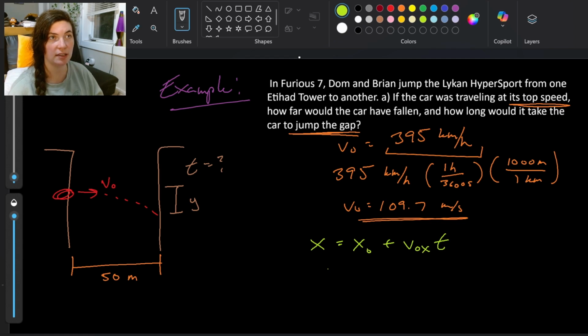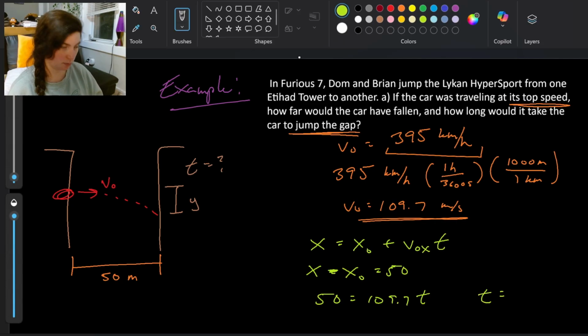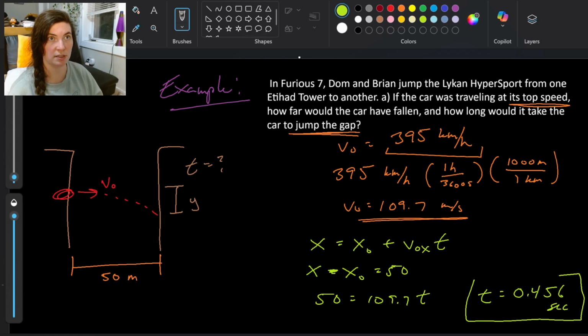Because we know x minus x naught, the distance traveled. We know the width of that gap, x minus x naught, is 50, the range that this goes across. So 50 equals the initial velocity, 109.7, times t. Divide that out to get my time is 0.456 seconds. Wow, they sure spent a lot of time in bullet time for something that took less than half a second.